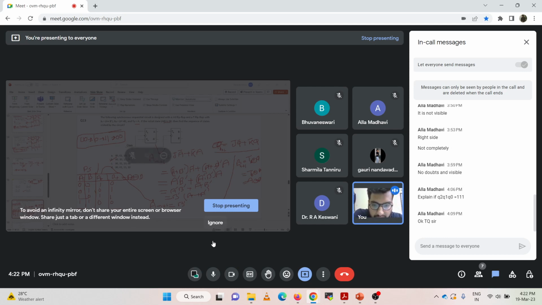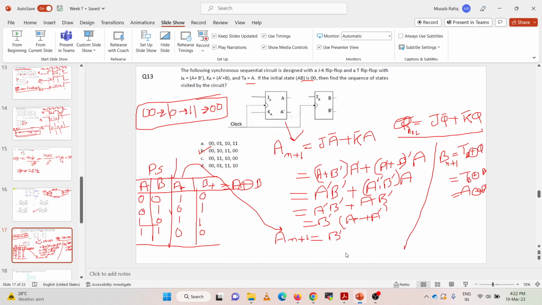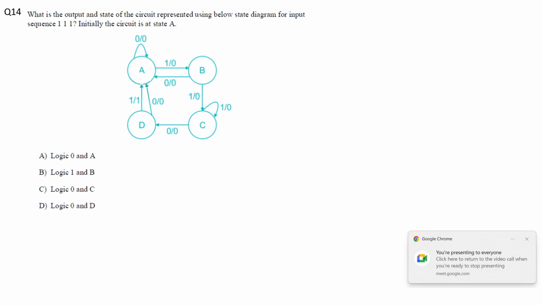So let me just go forward to question number 14. Question number 14 asks us, what is the output and the state of the circuit represented using the below state diagram for input sequence 111. Initially the circuit is at state A. So we need to find the state and the output of the following state diagram, given that we are at state A and we have the sequence 111.